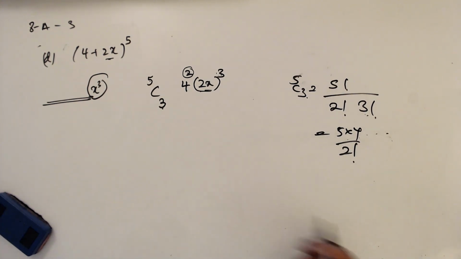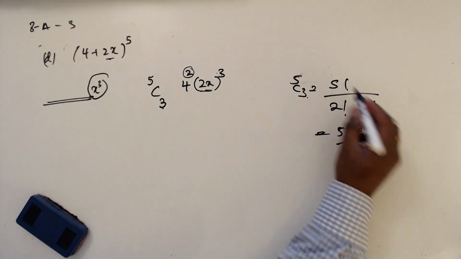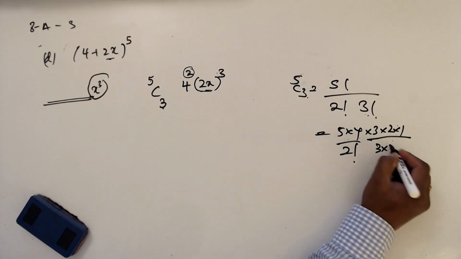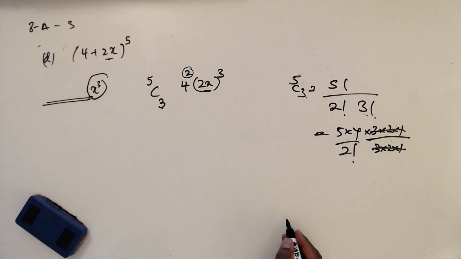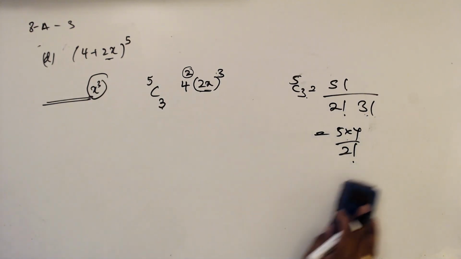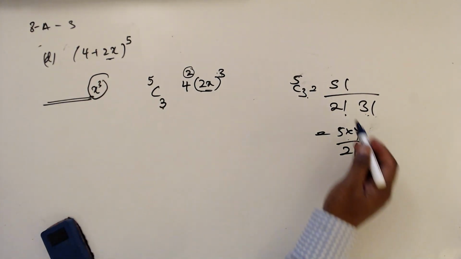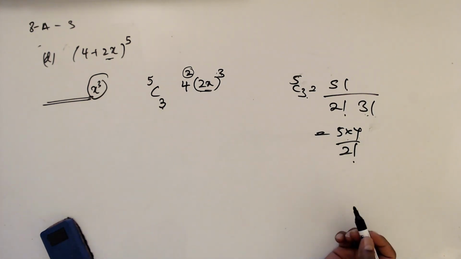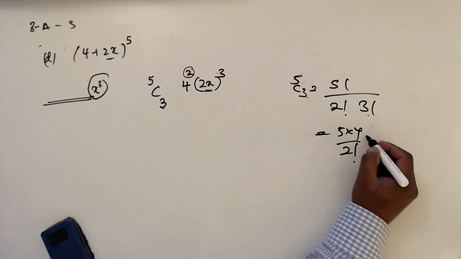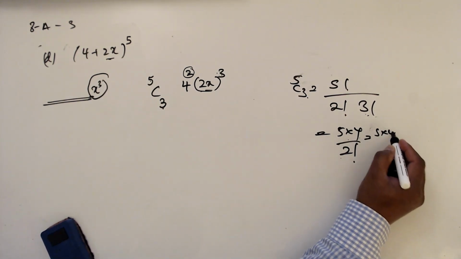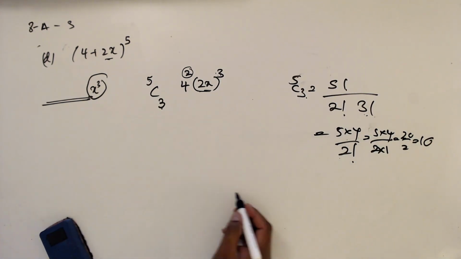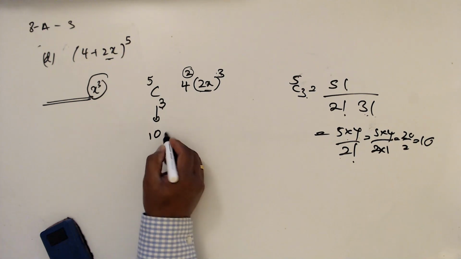This one, okay, right now total: 5, 3, 2, 1, and this one is 3, 2, 1. This cancels out. Now instead of writing this, I simply write it like this: 5, 4, and after 3 cancels out with this one, there remains factorial 2. This factorial 2 is 2. 5 times 4, factorial 2 means 2 times 1. It's going to be 20 divided by 2, 10. So this answer is 10.